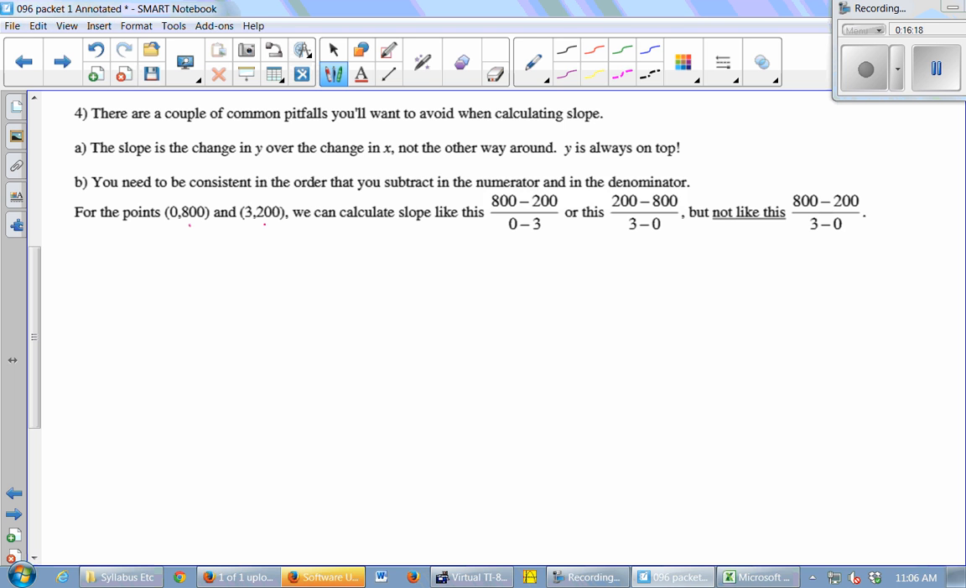Or I could do it in the other order. I could do 200 minus 800 on top. That just means I have to do 3 minus 0 on the bottom. If I do 200 minus 800, I have to do 3 minus 0. Same order for the x's as for the y's. Both of these reduce to negative 200. In the first one, the numerator is positive and the denominator is negative, so you end up with a negative. In this one, the numerator is negative 600, but the denominator is positive 3, so it still comes out to negative 200. So you can do it in either order, you just have to be consistent.